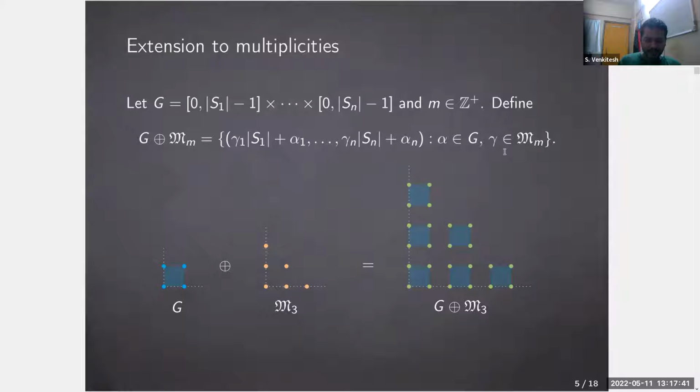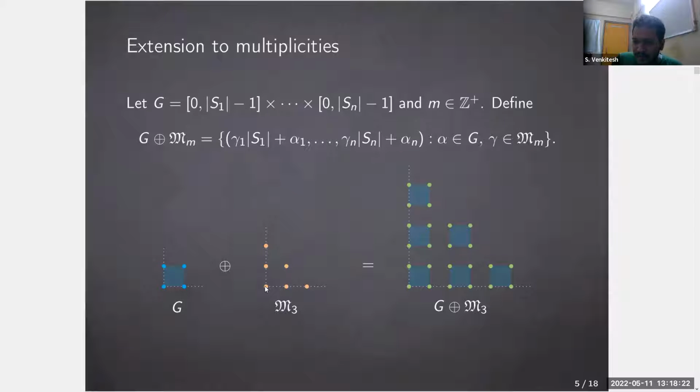So for simplicity, let me say the grid has just 4 points in 2 coordinates. Okay, it's a square. And I'm taking the multiplicity parameter to be 3, which means I'm considering all integer vectors with total degree at most 2. And the set G sum M3 is essentially this. This should remind you of a Kronecker product of matrices, because what I'm really doing here is placing a copy of G at every multi-index in M3. And the expanded set that I get is G sum M3.